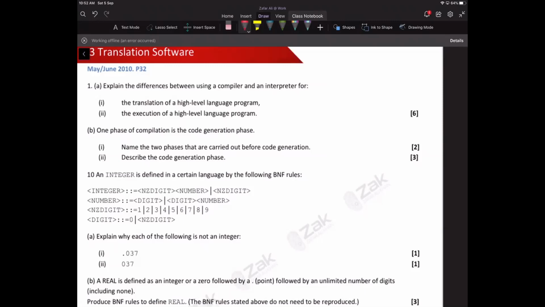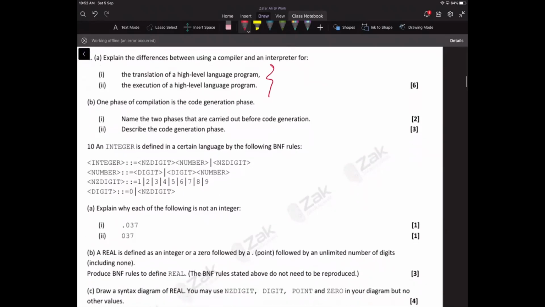Compiled programs will tend to execute faster because they are already converted to machine form, and no further translation is required. That's about it. You don't have to write a lot. One phase of compilation is code generation. Name the two phases that are carried out before code generation: lexical analysis and syntax analysis.